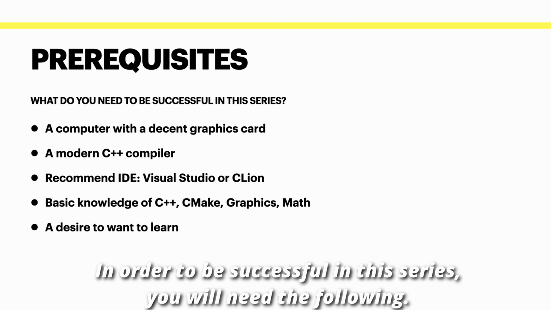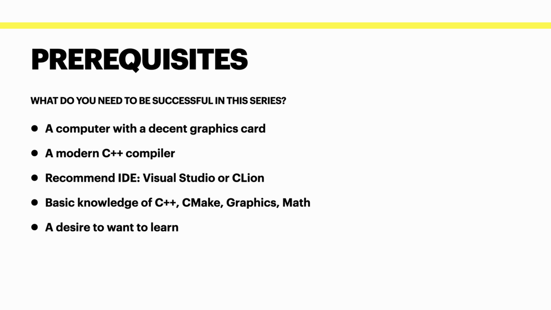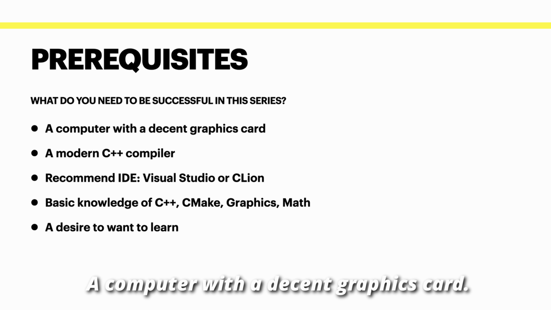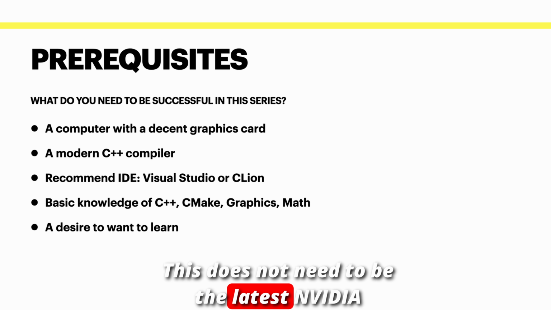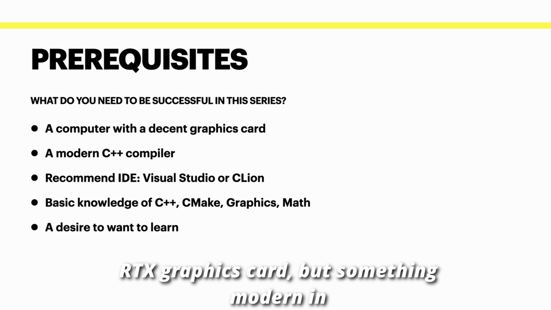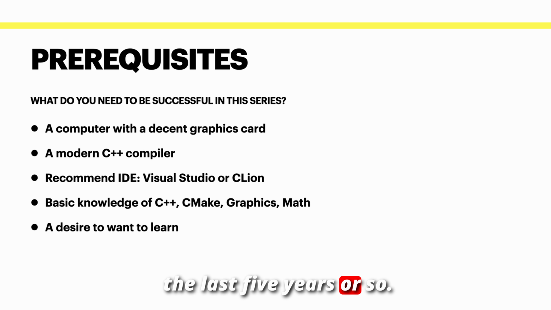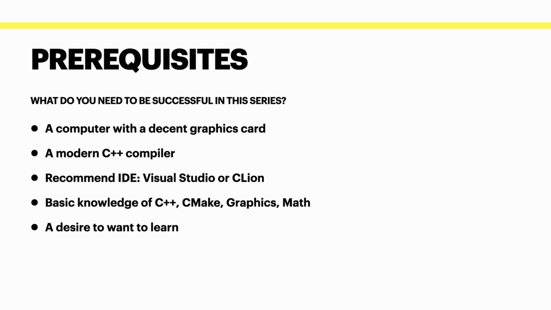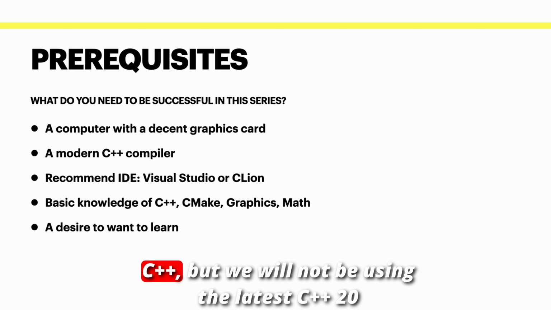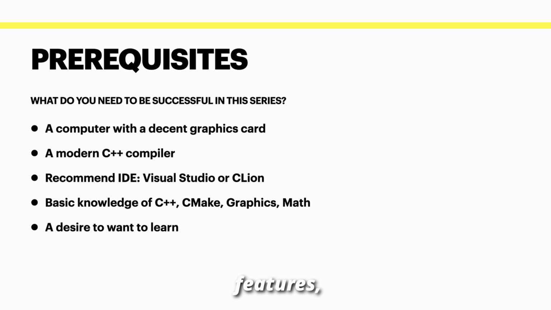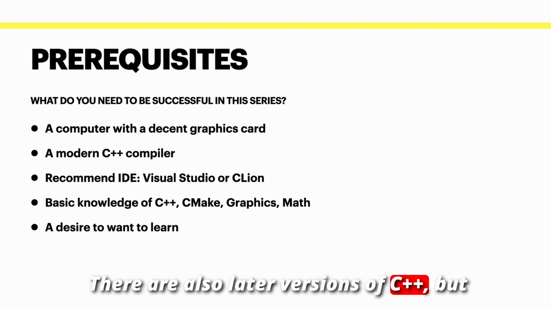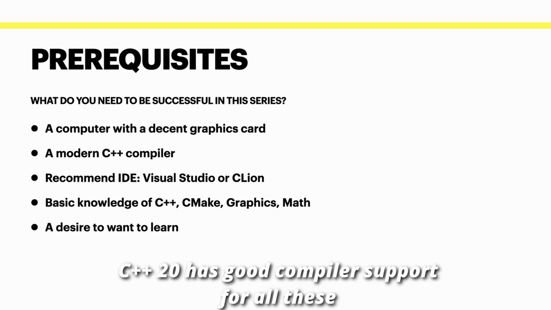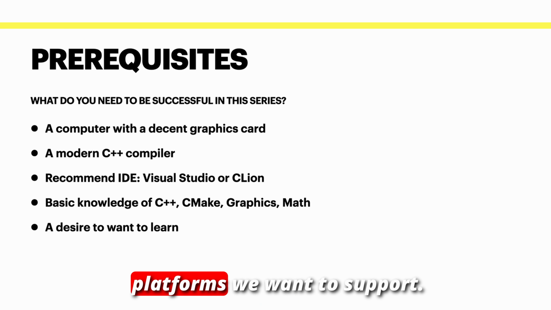In order to be successful in this series, you will need the following: a computer with a decent graphics card. This does not need to be the latest NVIDIA RTX graphics card, but something modern in the last 5 years or so. You will need a compiler that has C++20 support. I've decided to use a recent version of C++, but we will not be using the latest C++20 features, things like modules and concepts, etc. There are also later versions of C++, but C++20 has good compiler support for all these platforms we want to support.